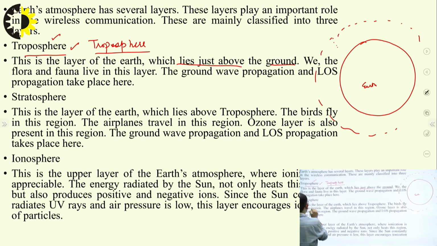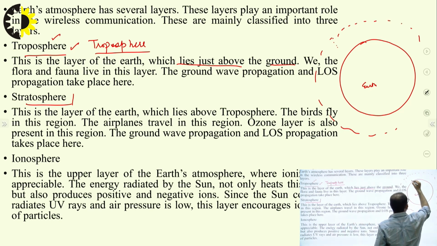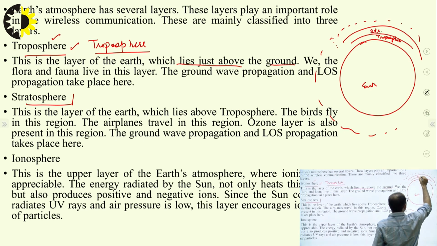After the troposphere layer, there is the stratosphere. First the troposphere layer, then the stratosphere, and after that the ionosphere. So ground wave propagation generally takes place through the troposphere layer, and space wave propagation takes place through the troposphere and the stratosphere layers.